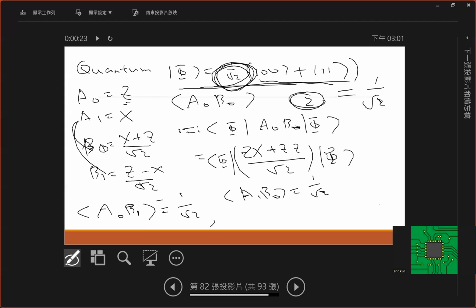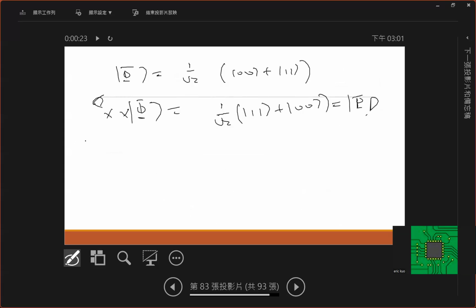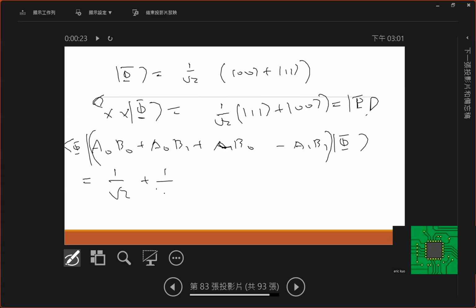And for A1 and B1, there's an extra minus term, minus XX. So it's A1 minus B1, which is 1 minus 1 divided by square root of 2. Okay, so if we write down this Bell expression and act on this Bell state, then it's basically 1 over square root of 2 plus 1 over square root of 2 plus 1 over square root of 2 minus 1 over square root of 2, which is 2 square root of 2. So it's greater than 2.